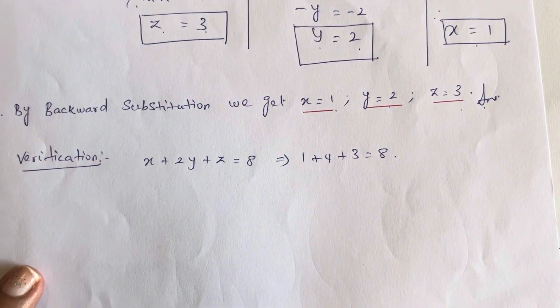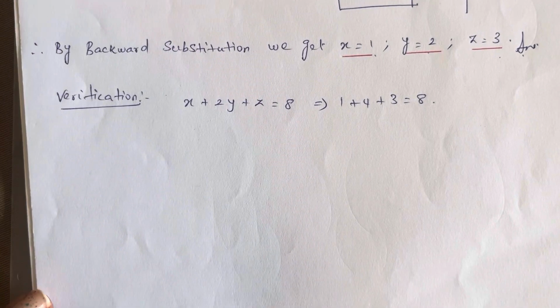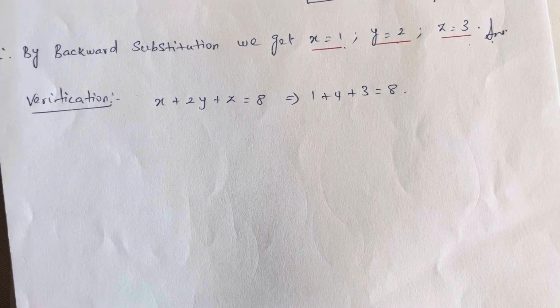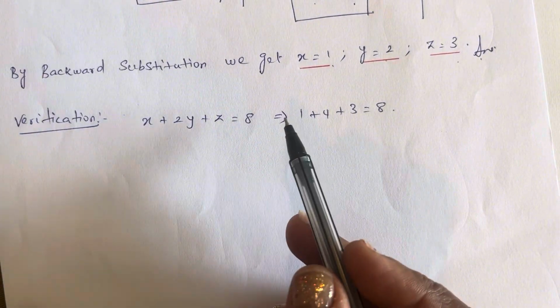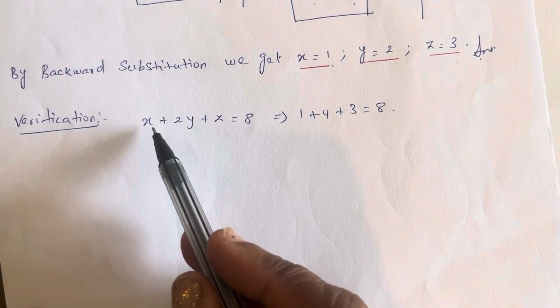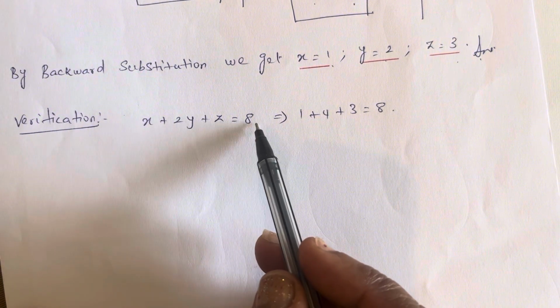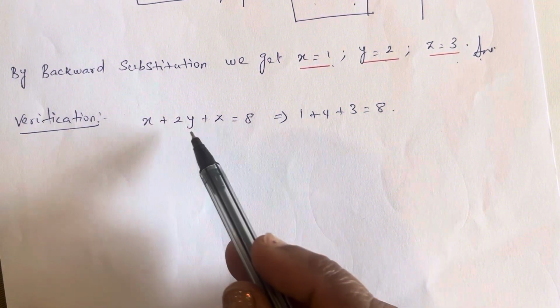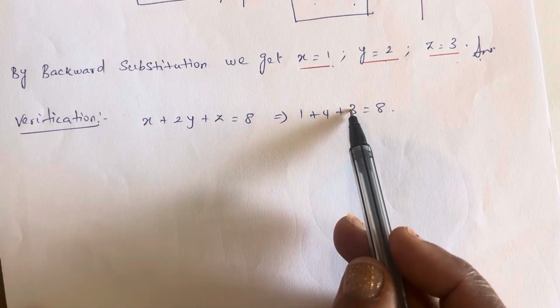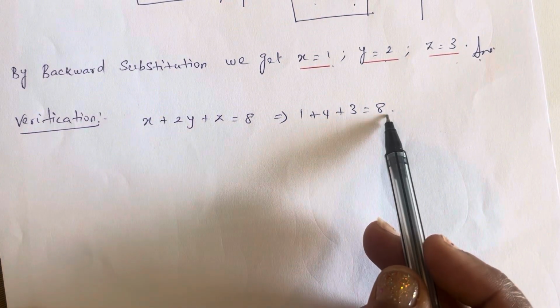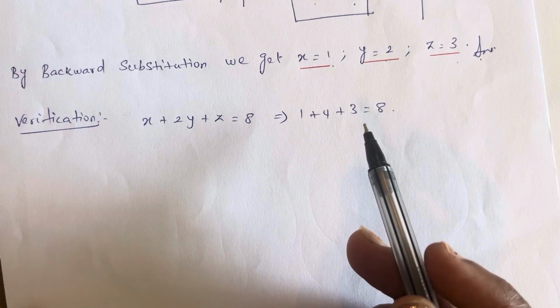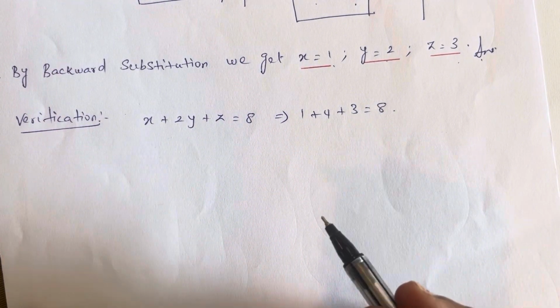I just want to know whether my answer is correct. For that, if you have time, you can go for a verification by substituting in any one of the equations. If I take the first equation, X plus 2Y plus Z is equal to 8, X is 1 and Y is 2, so 2 into 2 is 4, plus 1 is 5, plus 3 is 8. So the equation is satisfied, hence our solution is correct. So this is the LU decomposition method.